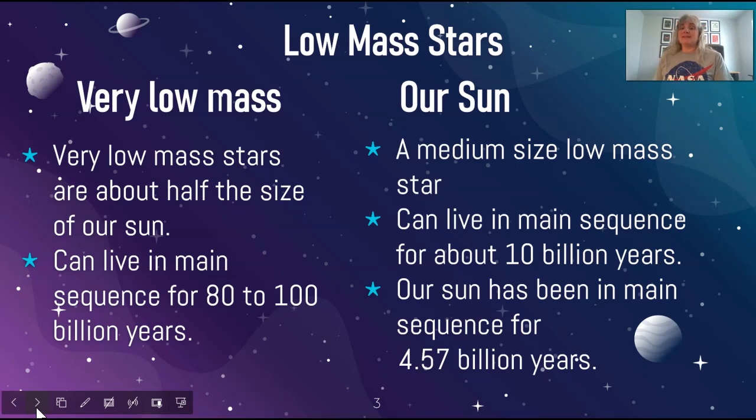So our sun is a medium size, but it's considered a low mass star. So we're going to talk about low mass star life cycle and high mass star life cycle. It's considered a low mass star, but it's a medium sized low mass star. Our sun is going to live in main sequence about 10 billion years, and it has been in main sequence so far about 4.5 billion years. So it's not quite halfway through its life cycle as an adult.